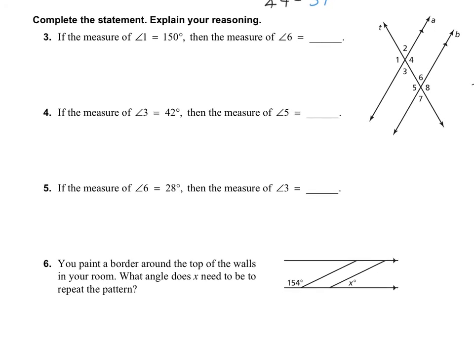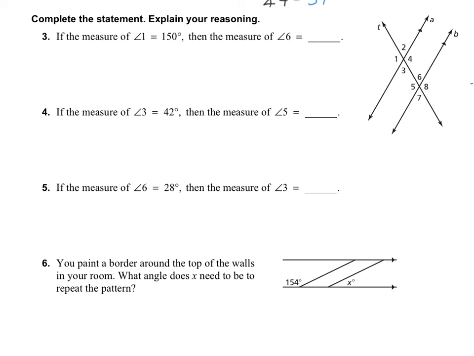Okay, so let's take a look at number 3. Number 3 says if the measure of angle 1 is 150, so that's a big angle, then the measure of angle 6 is going to be what? So we have a big angle is 150, and we're trying to find a small angle. So what we're going to do is take 180 minus 150, and that will give us 30. So that means if the measure of a big angle, angle 1, is 150, then the small angle is going to be 30 degrees. So the answer is 30 degrees.